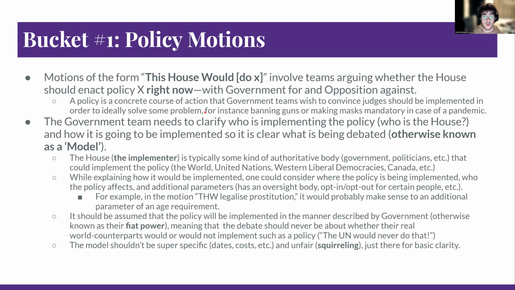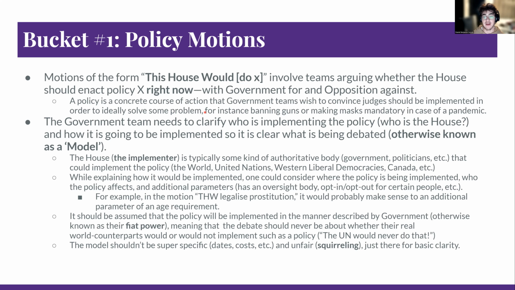The House, otherwise also known as the implementer, is pretty easy to conceptualize because if this House would do something, then this House is the person or group that is implementing whatever action it is. For instance, this House would ban guns. This House is the one implementing it. It is typically some kind of authoritative body, whether it's a government, politicians, etc., that could feasibly implement the policy or has the power and authority to do so.